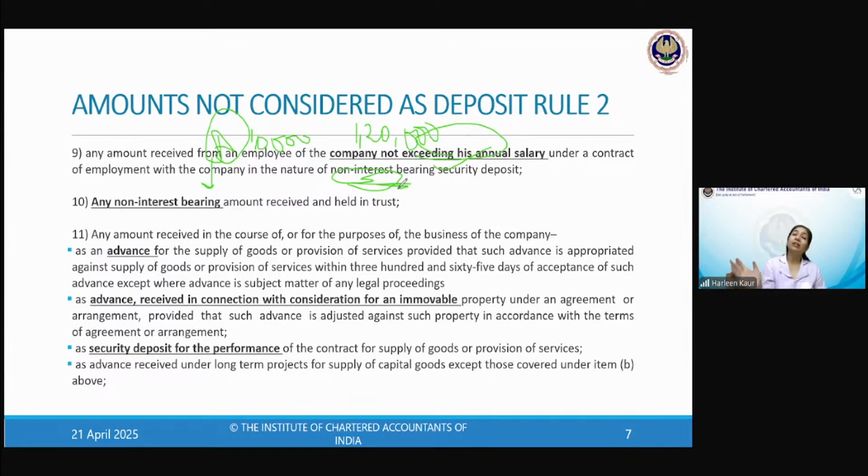Non-interest bearing. If I have taken a security deposit of 1,10,000 from the employee, but I'm giving him interest on that, deposit or not deposit? Yes or no? My God, such an intelligent class. All of you have said yes.